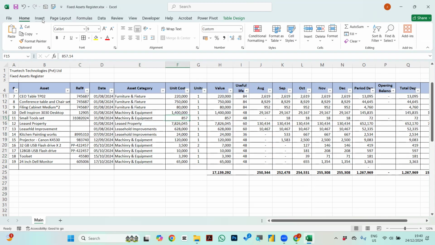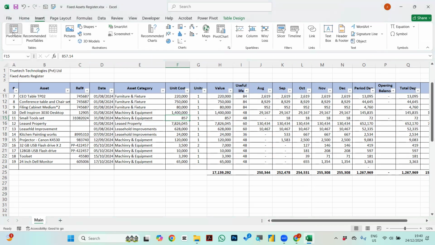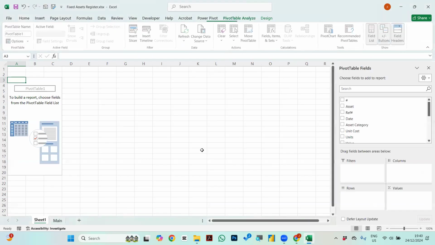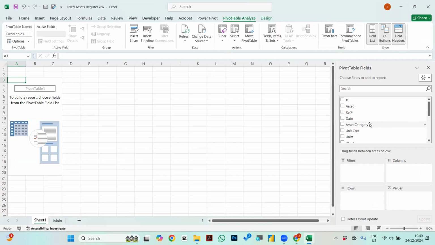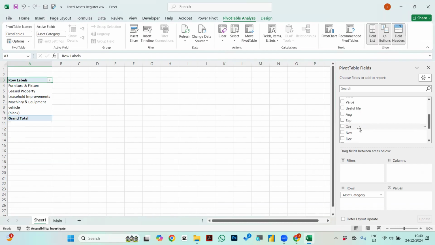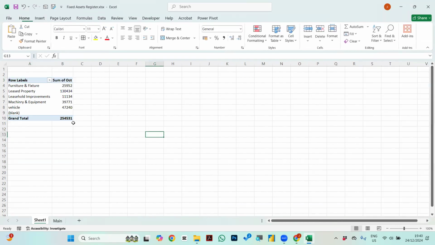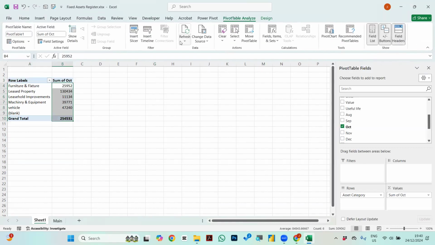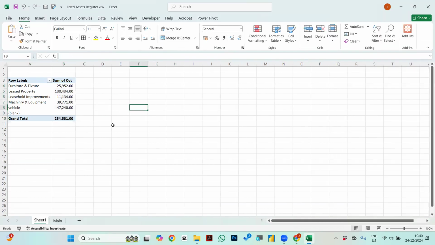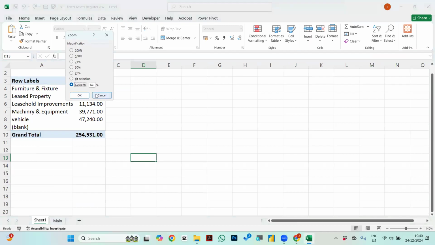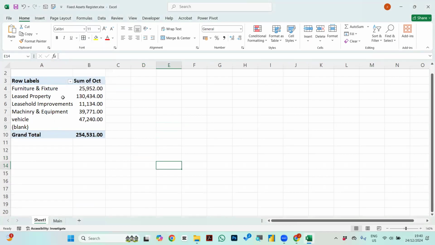Yeah. So I'm going to say insert pivot table. I'm going to say okay, now you have a pivot table. In the pivot table, you're going to select the asset category and also the October value. Now it's going to simply show you how much the depreciation will be for each category. So we have to simply record it. I'm going to keep it open. This is going to be our depreciation value.